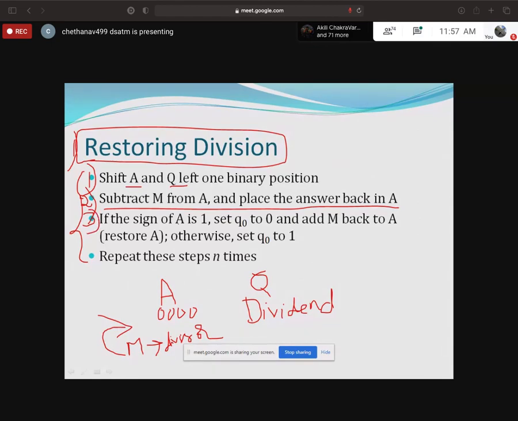If the sign of A is 1, please understand this. If the sign of A is 1, set Q naught to 0 and add M back to A, or restore A. Otherwise, set Q naught to 1. Have you understood this line? If the sign bit of A is 1, then set Q naught to 0, then add M back to A, restore it. Otherwise, set Q naught to 1.